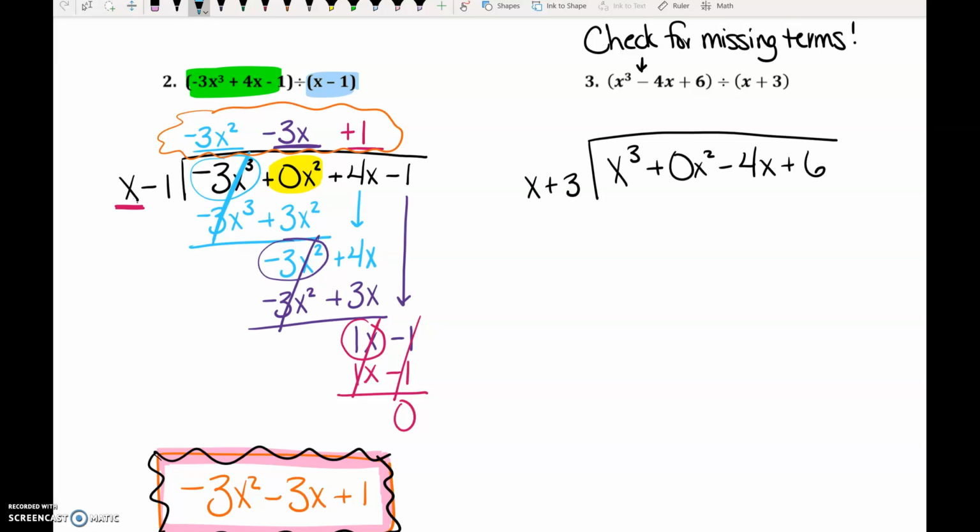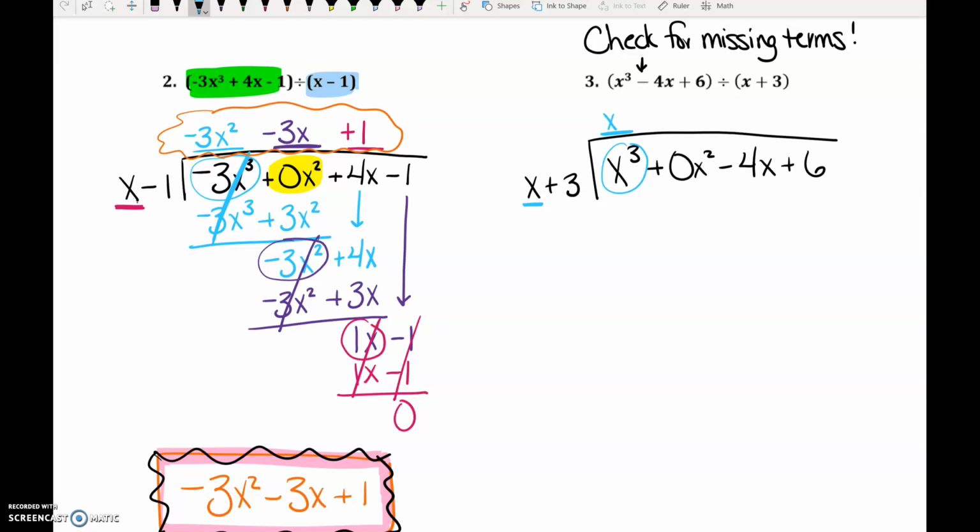Okay, your first cycle, x times what will give you x cubed. Figure that number out and then multiply it times both of these and write those answers underneath so you can subtract and bring the next term down. See if you can start this one on your own. Pause the video.